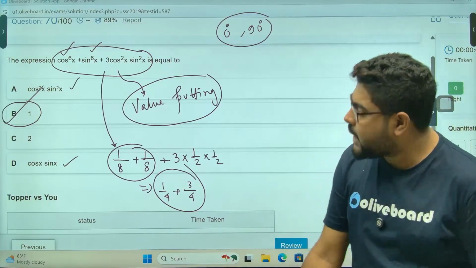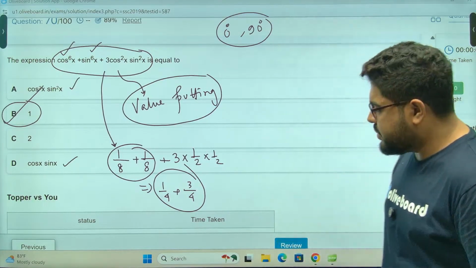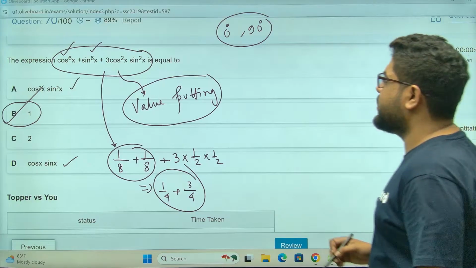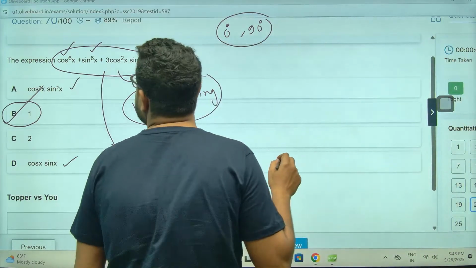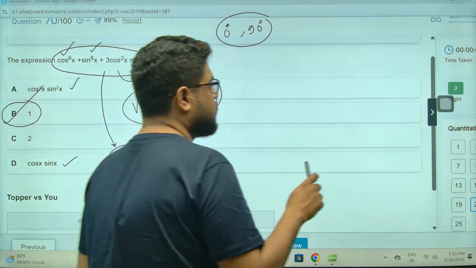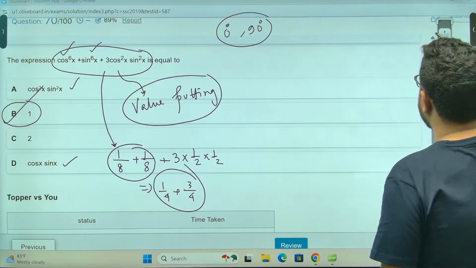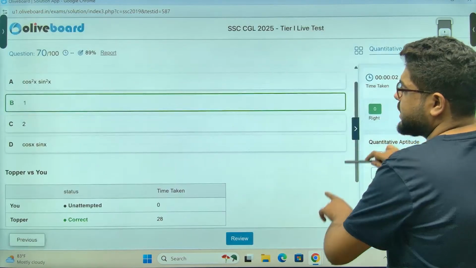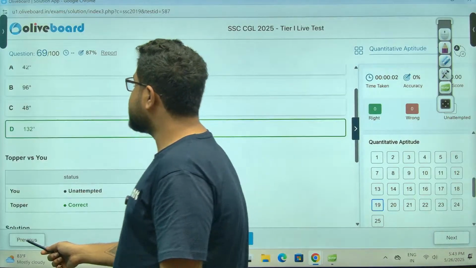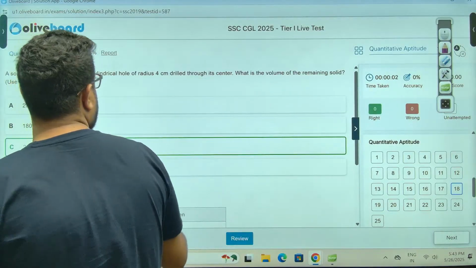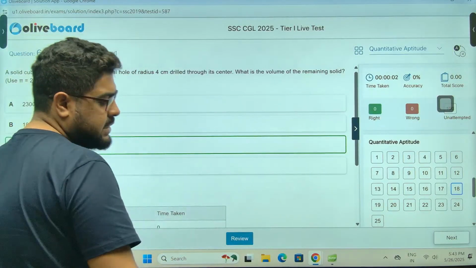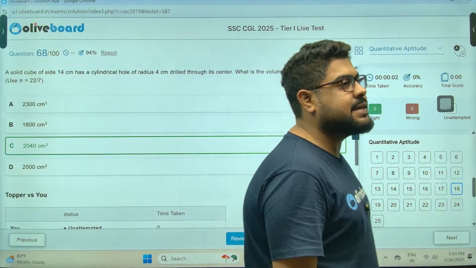I didn't understand 68. Okay, I'll tell you. Brother, you see. 68, wait. Question number 68. This is clear, right? This is clear. Option A. Okay, 68, which one was it? Yes, this thing, brother.